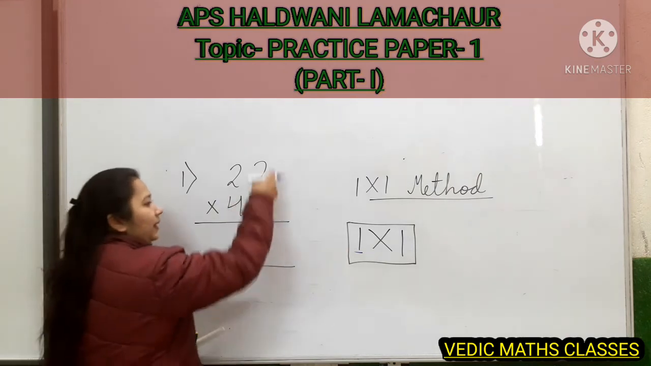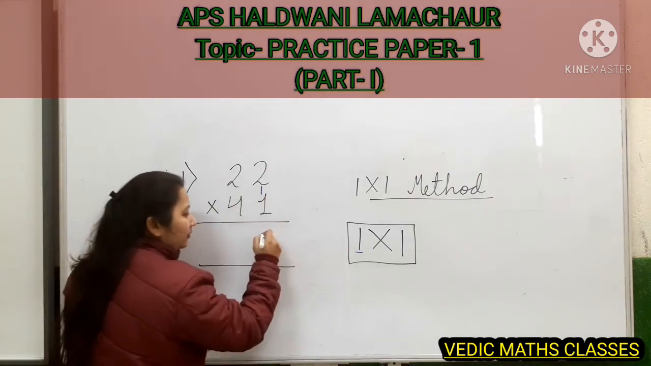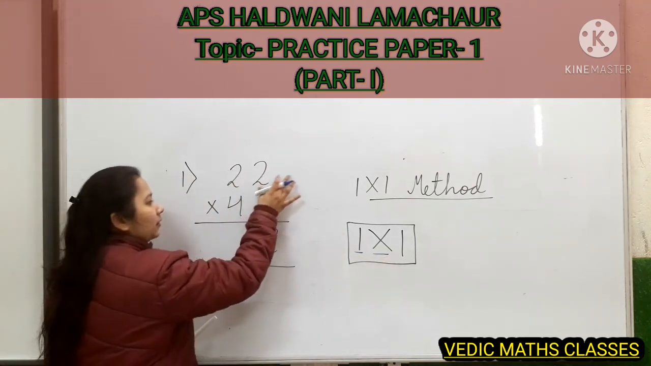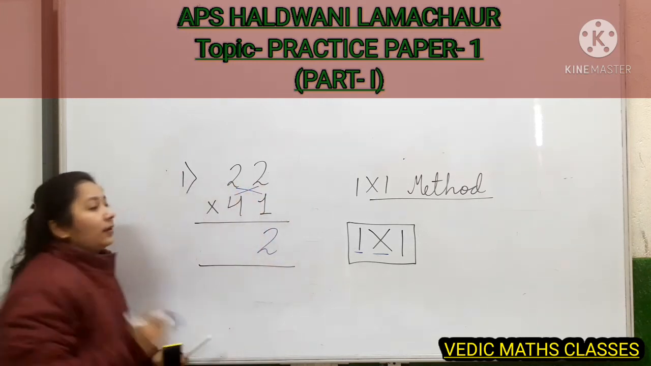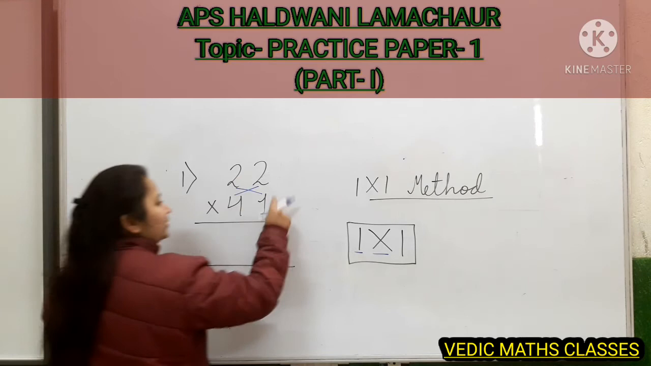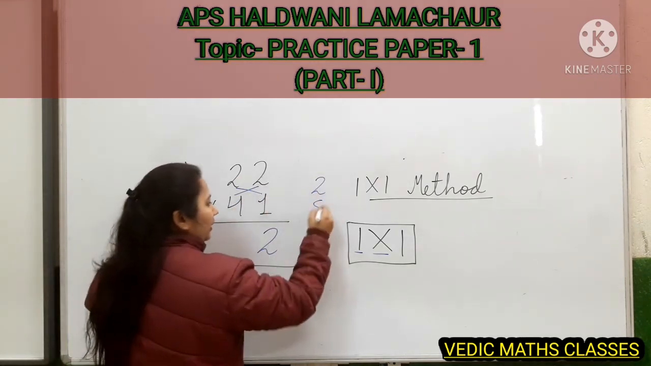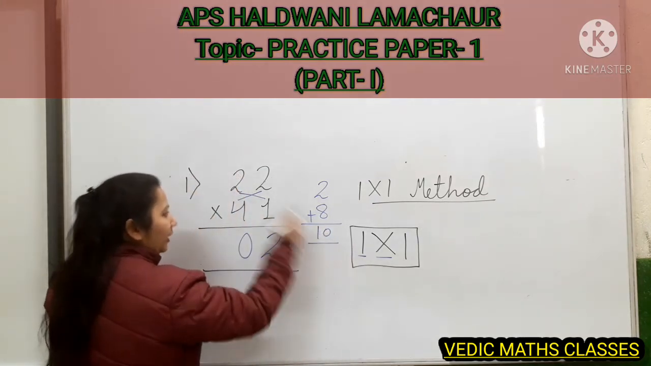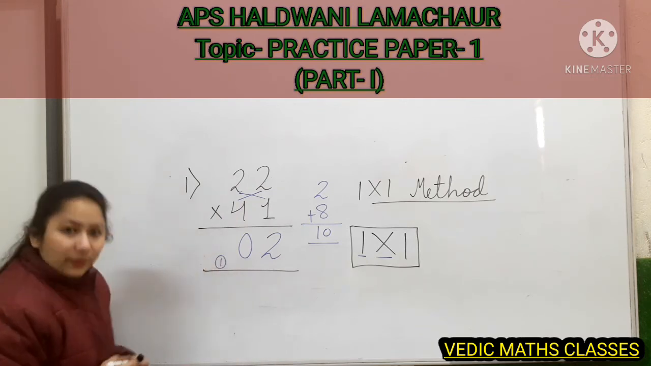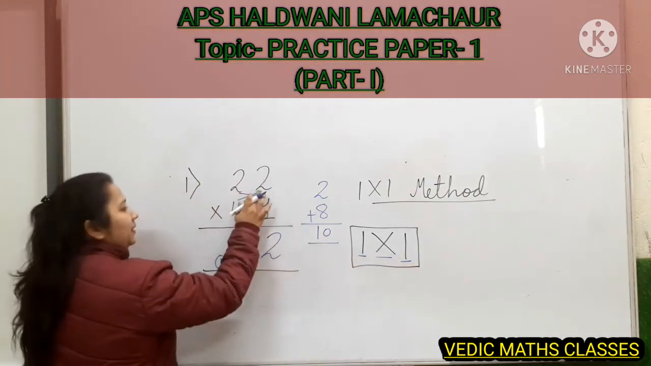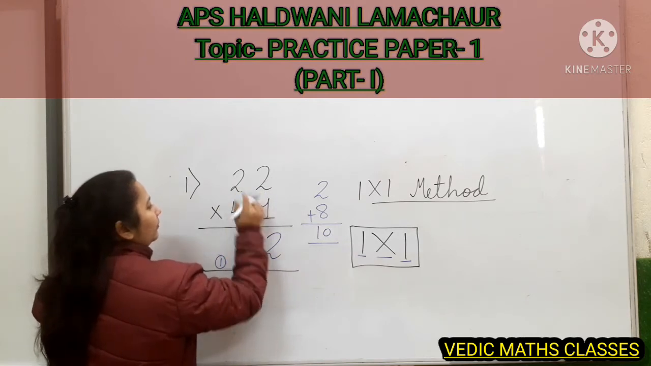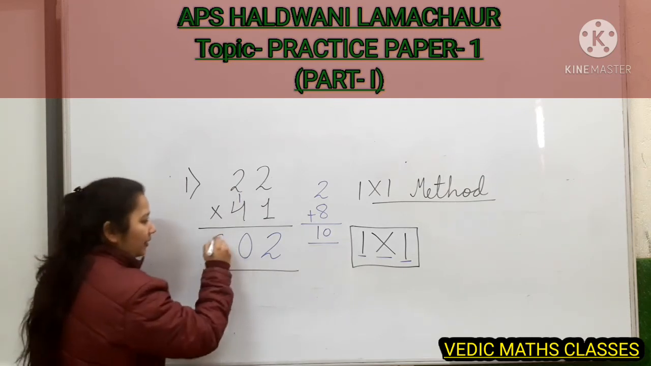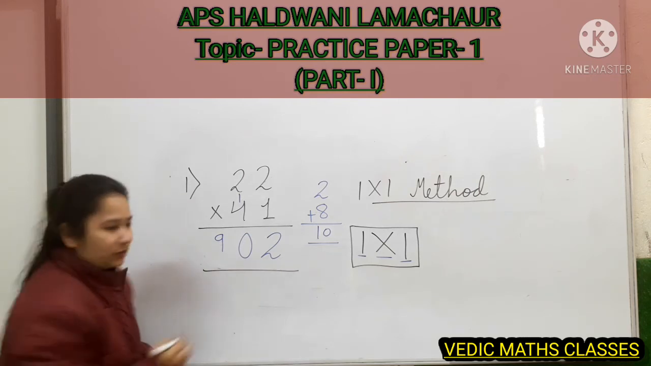I means multiply these numbers. So 2 ones are 2. Next, take X. X means multiply them and add them. See, 2 ones are 2. 4 twos are 8. 8 plus 2, 10. Now for 10, 0 can be here and 1 will go carry. Now next, after X, I. I means 1 digit multiply. Now 4 twos are 8, now 8 plus 1, carry, 9. So your answer is 902.